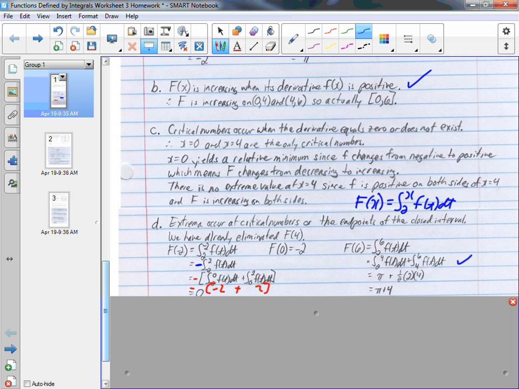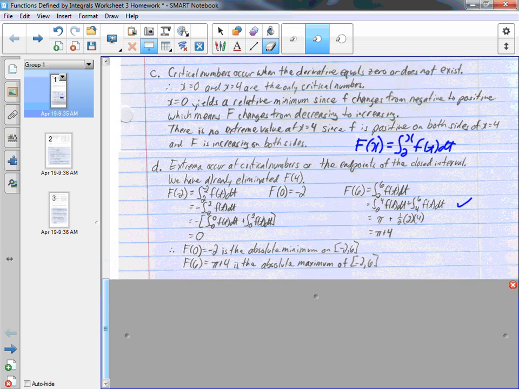Well, the absolute minimum is the smallest of these three numbers. So what is it? The middle one, -2. The absolute maximum is the largest of these three numbers. What is it? F of 6.